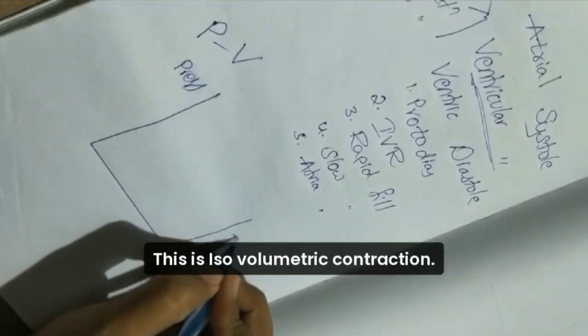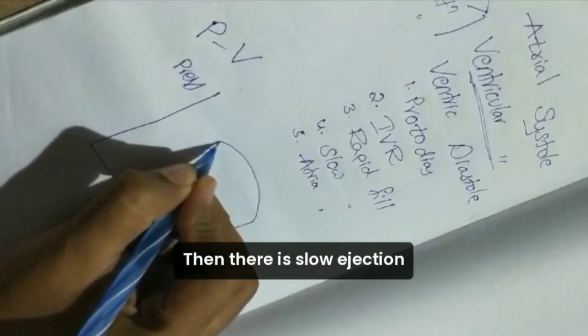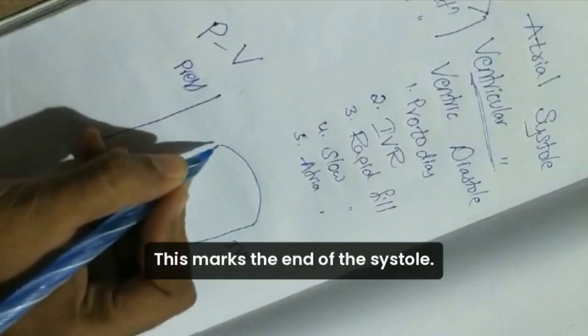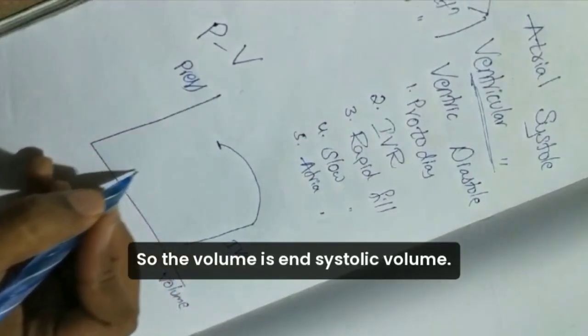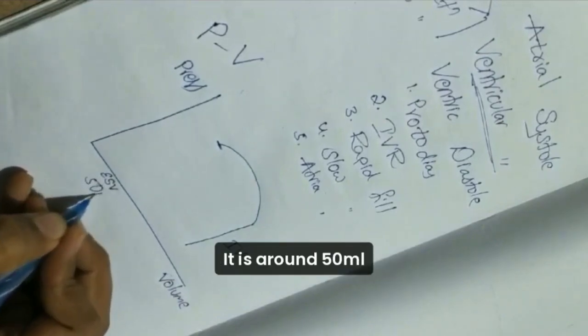This is isovolumetric contraction. Then there is rapid ejection, then there is slow ejection. This marks the end of the systole. So the volume is end systolic volume. It is around 50 ml.